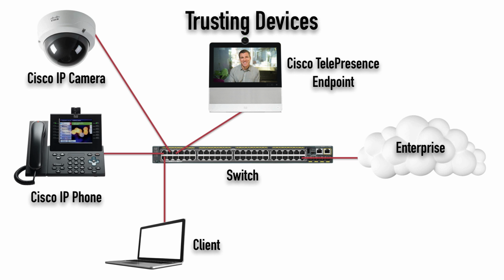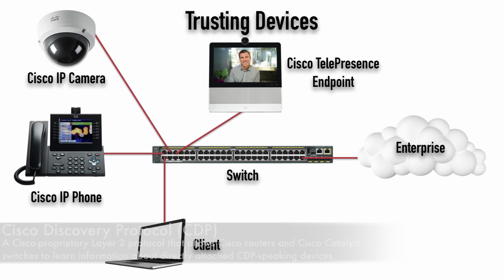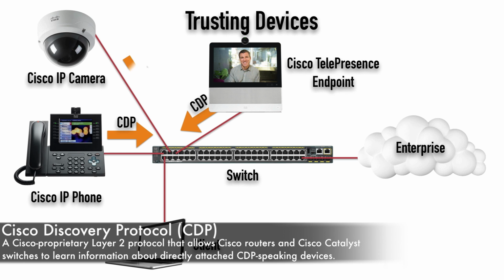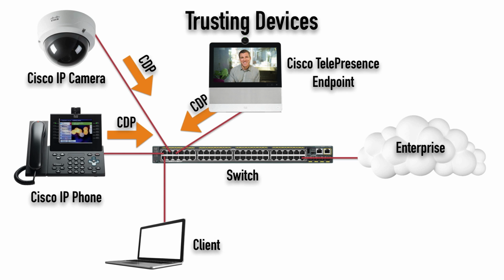Well, the good news is our Cisco Catalyst switches give us the ability to trust devices based on the device identity. The question is, how do we know it's a Cisco IP phone plugged into us? How do we know it's a Cisco telepresence endpoint? And the answer is CDP. That's right. The Cisco Discovery Protocol is going to identify to the switch that I'm a Cisco IP phone, I'm a Cisco IP camera, I'm a Cisco telepresence endpoint. And by the way, your version of Cisco IOS running on your Cisco Catalyst switch is going to determine what devices your switch can recognize.